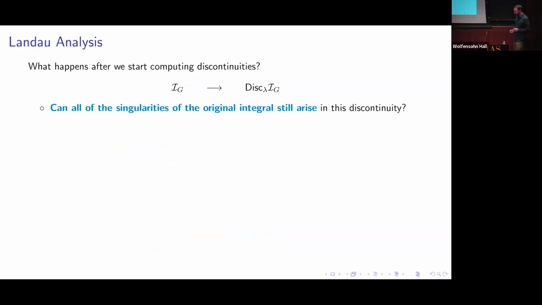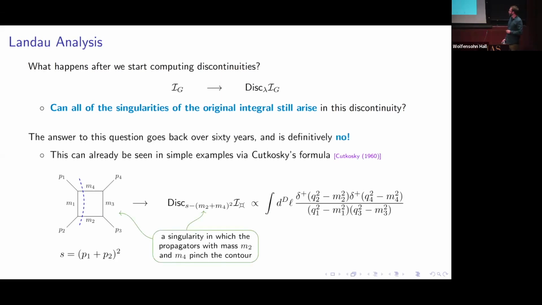So today, though, I'm going to be focusing on a slightly more refined version of this question, which is what happens after we start computing discontinuities. So instead of just the Feynman integral I, I'm going to be considering the discontinuity of a Feynman integral with respect to some kinematic singularity lambda. So this can be, for instance, one of the thresholds in our diagram. And the 0th order question we can ask is whether or not all the singularities that could arise in our original Feynman diagram or Feynman integral can still arise after we compute this discontinuity. So the answer to this question also goes back to the 60s and is definitely not.